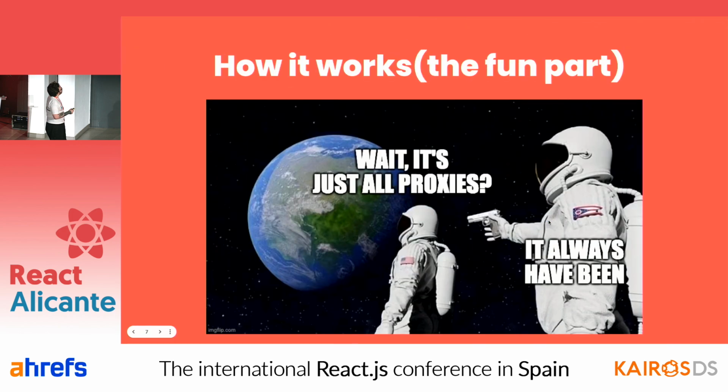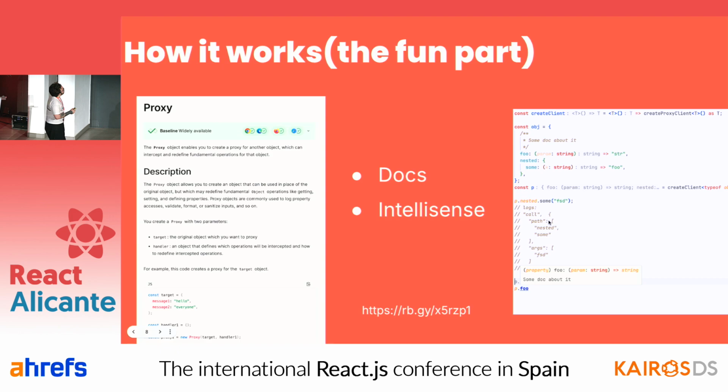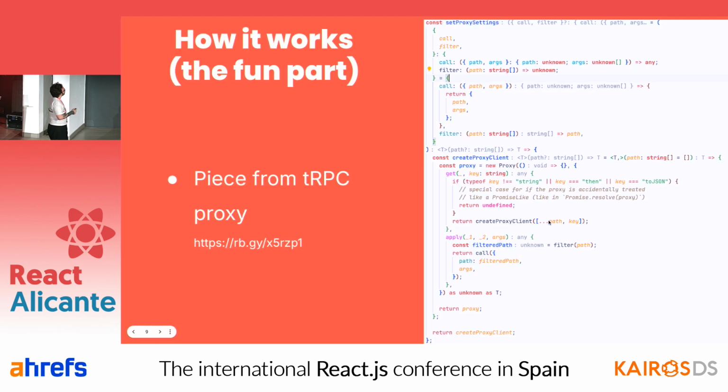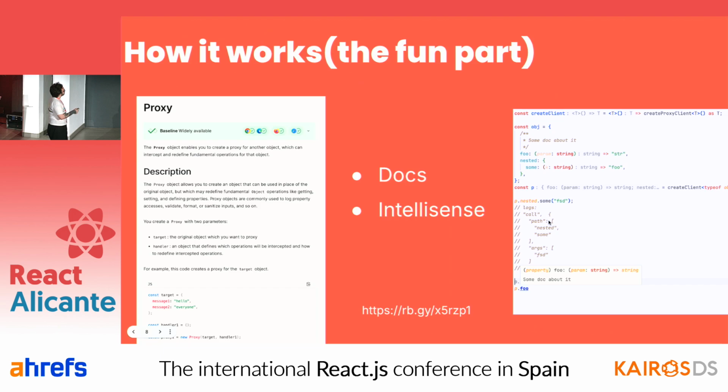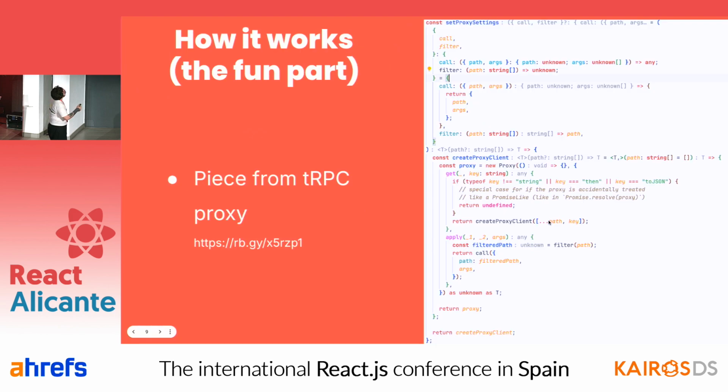So if we go back a little bit, for example, I defined the method here, and what it will do is pass it in the path. So nested and sum will be here, and the args will be here. So we can see it here again. The path is what I was passing in my create proxy client.